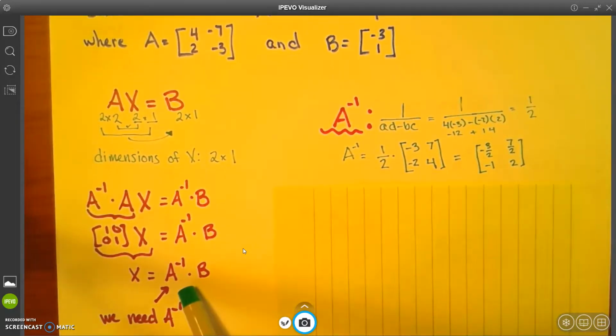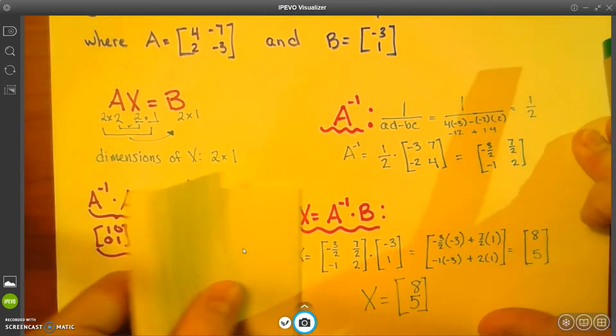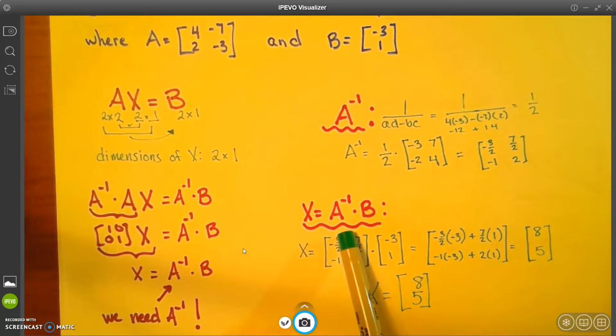We wanted X. We didn't want an inverse. So we now take that inverse of A and multiply it by B, and whatever that answer gives us, that's my final value, or I should say values, for X. And that's what we're seeing here. So X is A inverse times B. So here's my A inverse carried down.